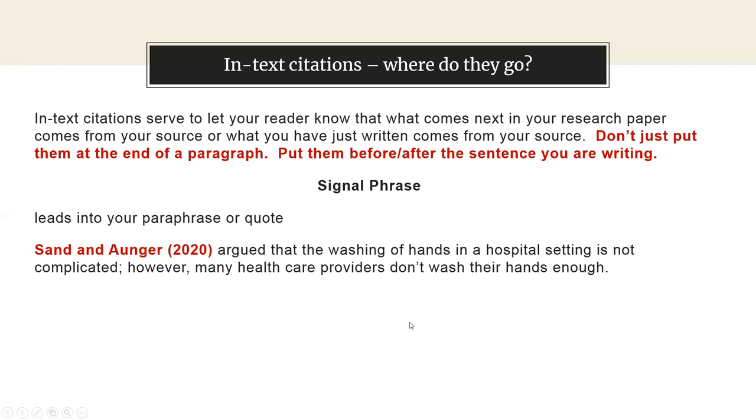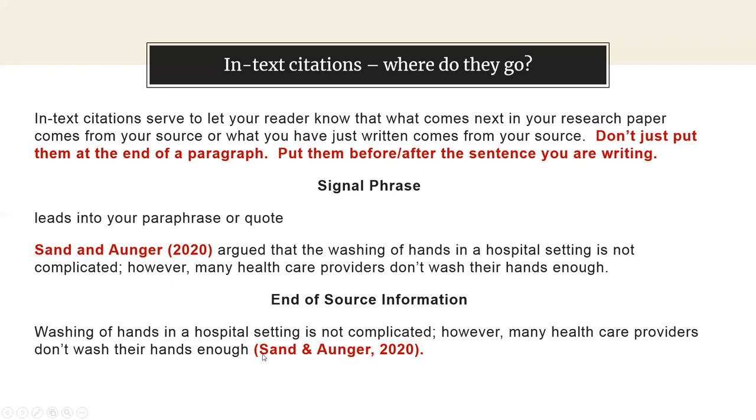Okay. The other way to do it is to do it at the end of the source information. Same paraphrase right here, but I'm putting the in-text citation in parentheses at the end. Okay. Notice how if you're putting it as part of your sentence at the beginning, you spell the word and out. But if it's in parentheses at the end, you use the and sign. Okay. So in both cases, you've listed your author or authors right here and here and the year of publication.